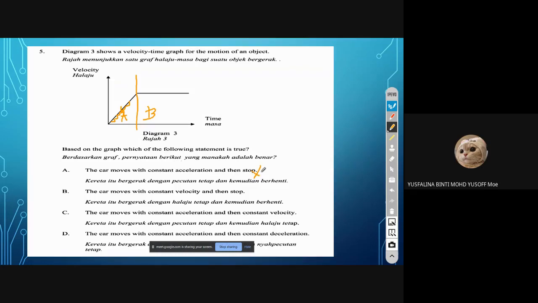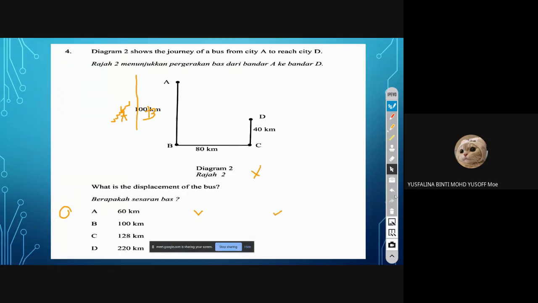For B, the car moves with constant velocity. Is it constant velocity? No. And then stop? Also no. If it stops, it must be at the x-axis here. Then C, the car moves with constant acceleration, correct, then constant velocity, correct. So the answer should be C. Alright, next question.